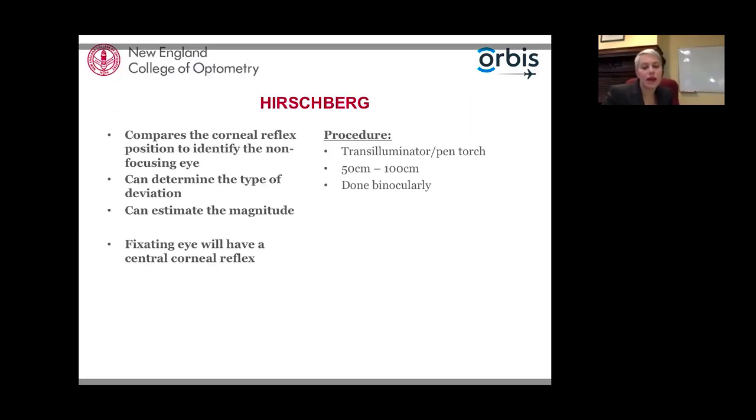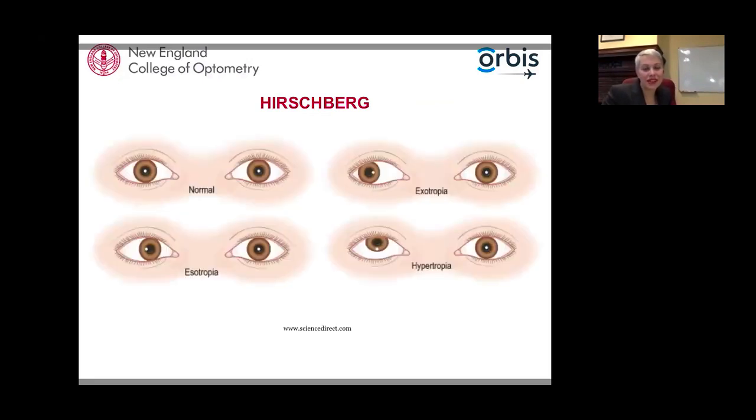So this is about half a meter away, and you're going to compare the corneal reflex position of the focusing eyes. If there's one eye that isn't focusing, then you'll see that the corneal reflex is not in the center. Use, in this case, your transilluminator, and this is done binocularly. This is just a schematic here of what it looks like.